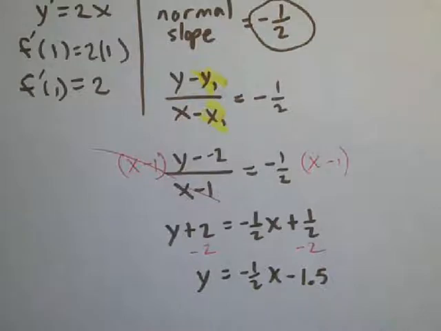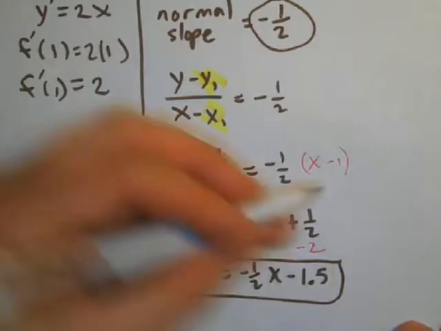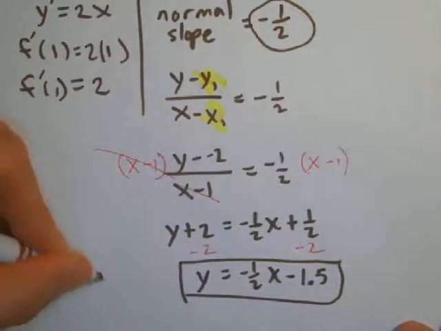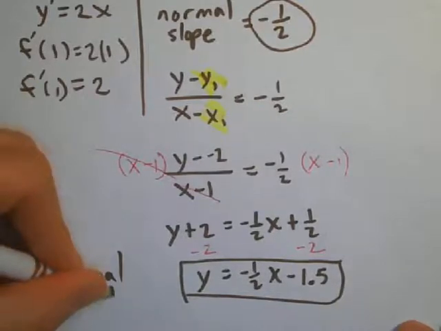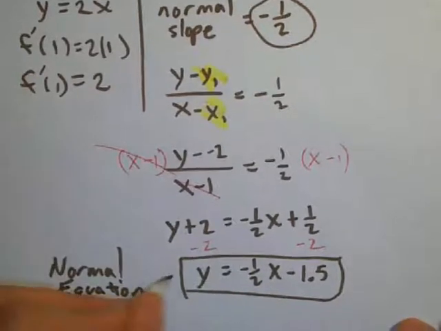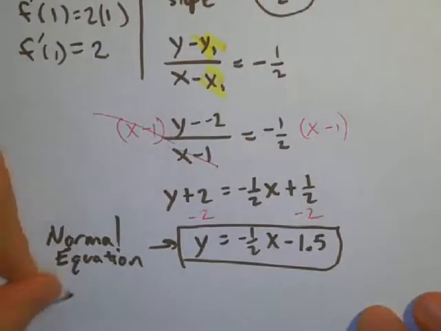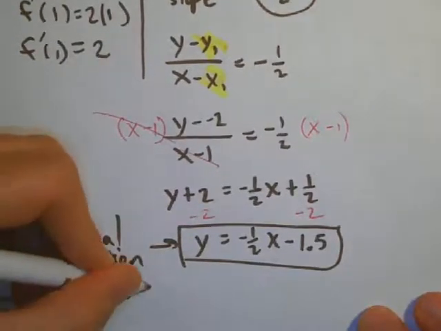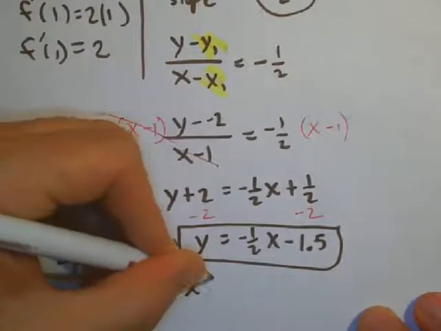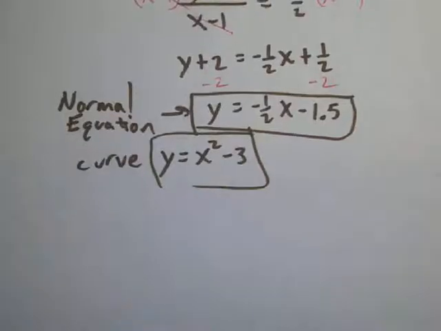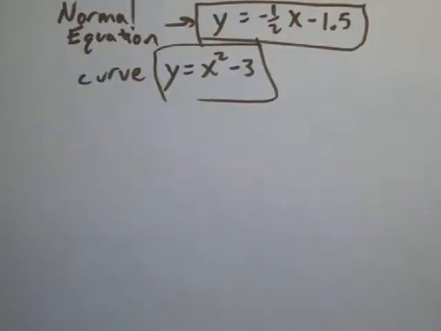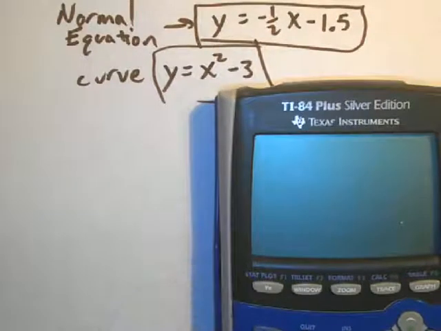So we've got 2 equations we're going to type in the calculator. This is our normal equation. Right, we've got our normal equation, and we've got our curve, which is y equals x squared minus 3. So let's type both of those into our calculator. Okay. So if I take out my calculator, let's type them in.